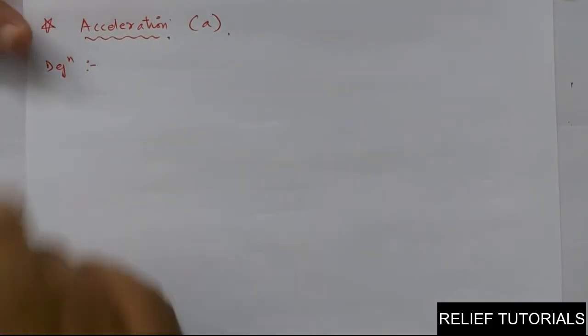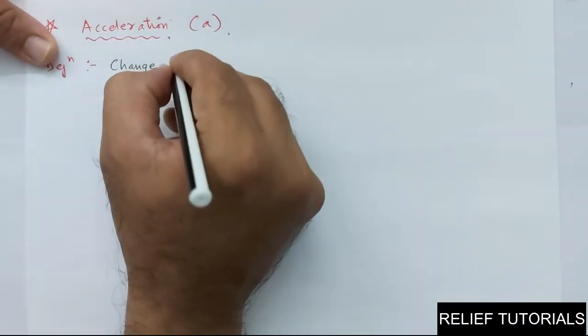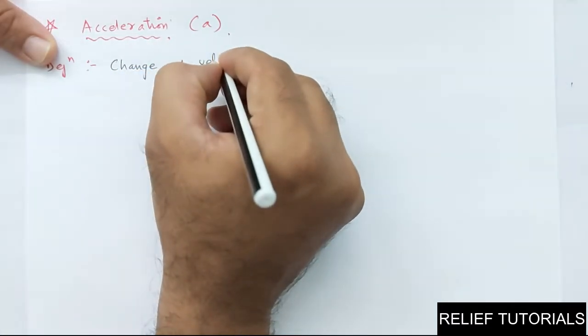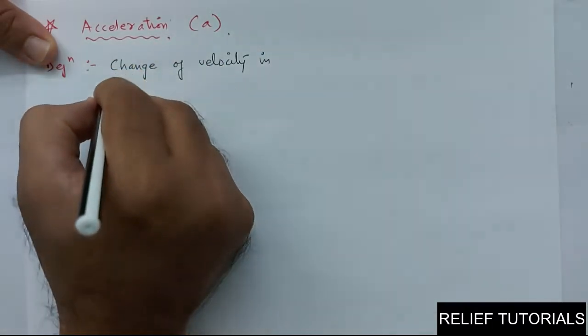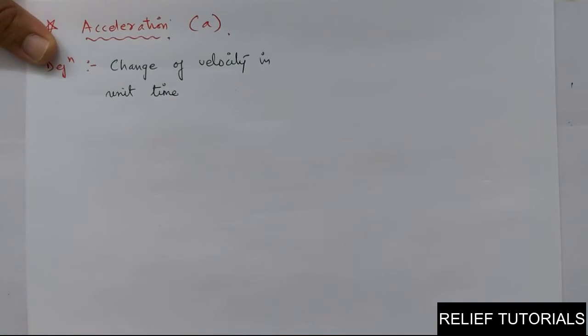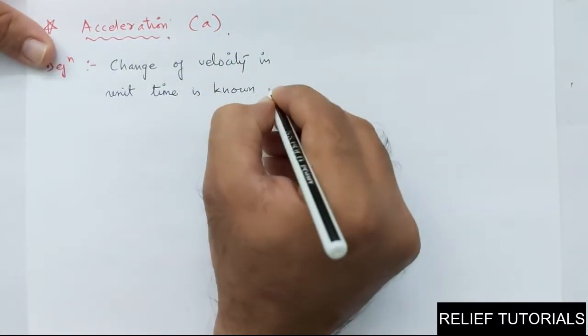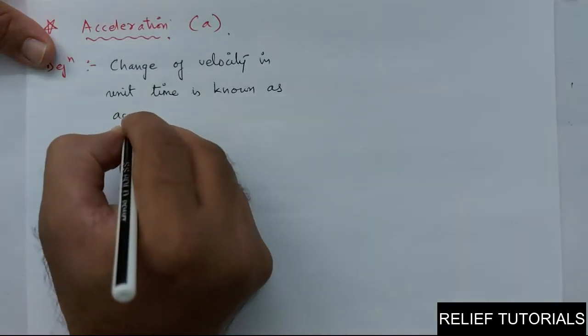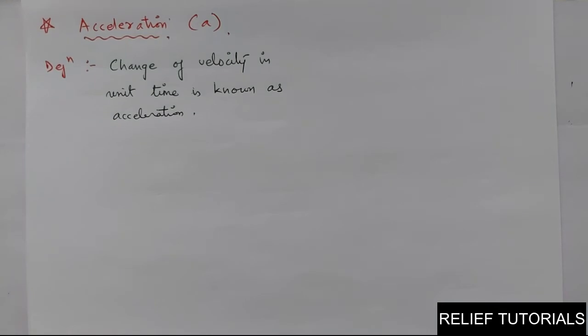But let me write it in the proper way. Change of velocity in unit time. Change of velocity in 1 second means change of velocity in unit time is known as acceleration.